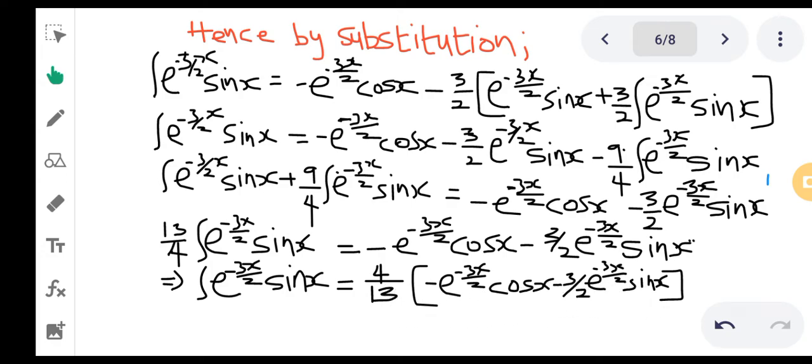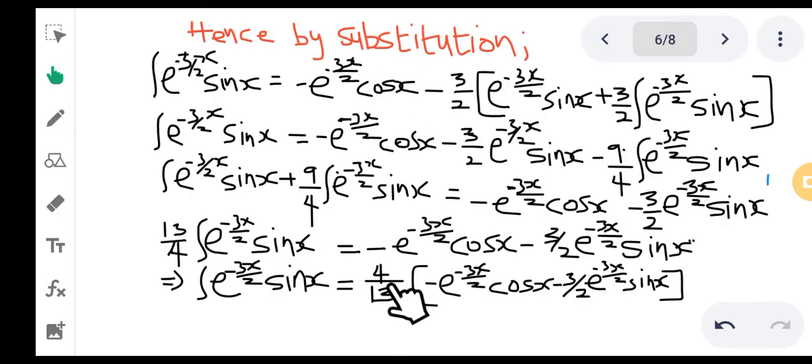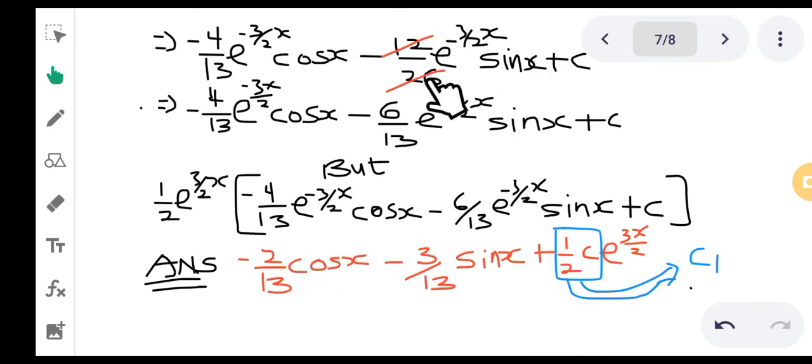When you multiply through, you are going to get minus 4 over 13 e exponent minus 3x over 2 cos x. Then 4 over 13 times minus 3 over 2, you are going to get minus 12 over 26. 2 will go into 12, 6 times, and into 26, 13 times, so minus 6 over 13 sine x plus c.